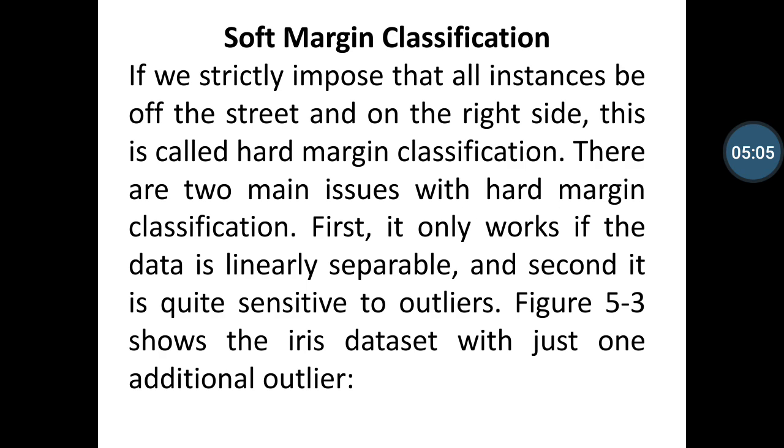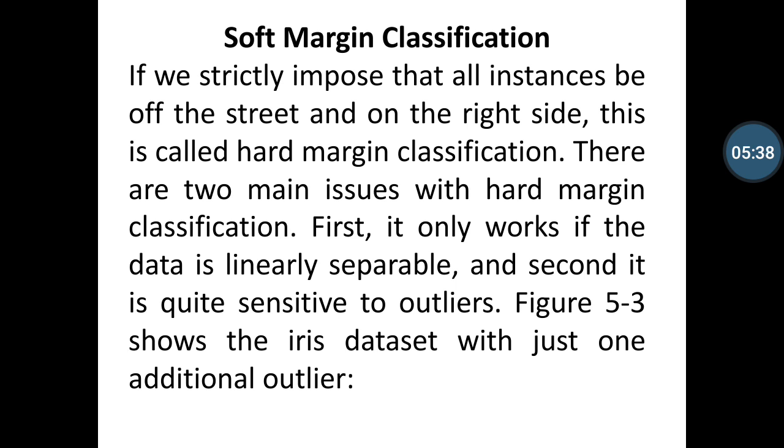Then I will describe soft margin classification in SVM. If we strictly impose that all instances be off the street and on the right side, this is called hard margin classification. There are two main issues with hard margin classification. First, it only works if the data is linearly separable, and second, it is quite sensitive to outliers.